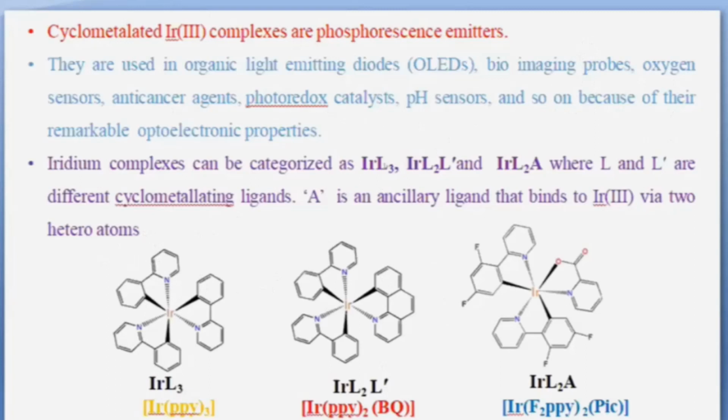There are generally three types. First is the iridium L3 type. In the iridium L3 type, the iridium atom is the metal center, and three of the same ligand are used. In the iridium L2L type, all are cyclometalating ligands, but two of the same kind and one different kind. And in the third one, two are cyclometalating and the other is ancillary. So these are generally the three types.